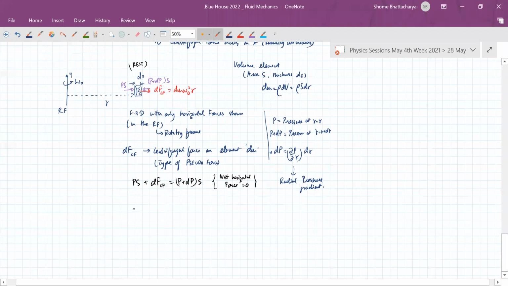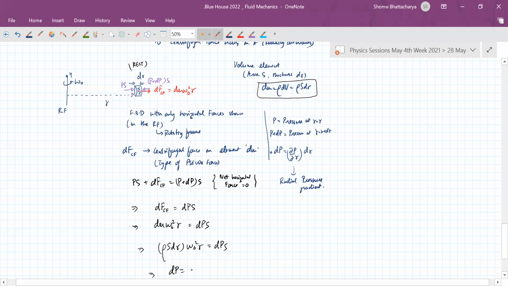Okay, so see, balancing the horizontal forces, you see that the centrifugal force acting on that element is equal to the increase in pressure along the radial direction into the cross-sectional area. So this is dm omega square r. Remember, dm was equal to this quantity here. So we get this incremental pressure is equal to rho into omega square into r dr. Okay. Now this incremental pressure can be written as radial pressure gradient into dr.